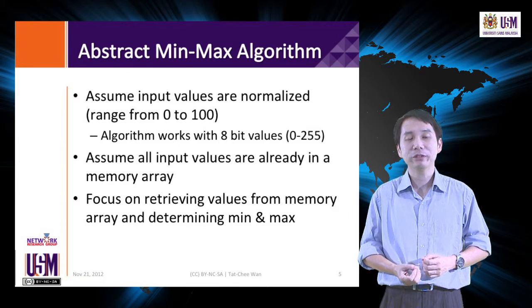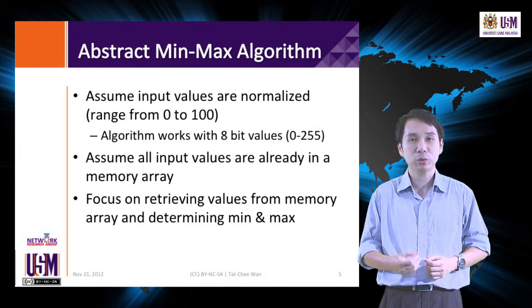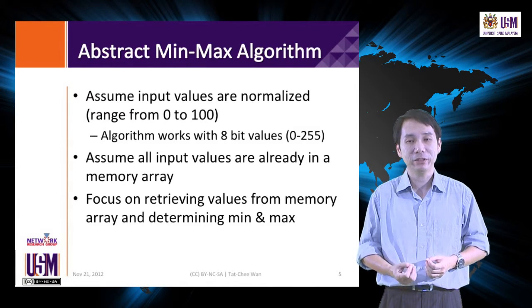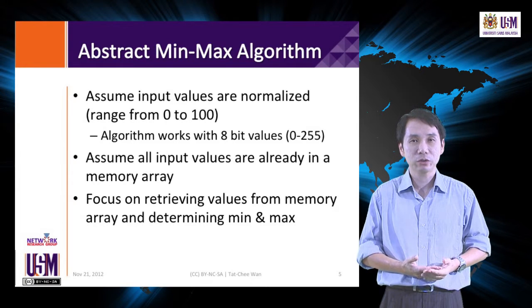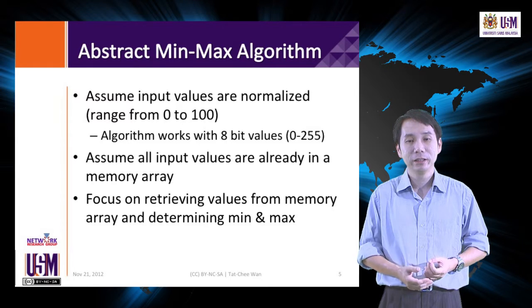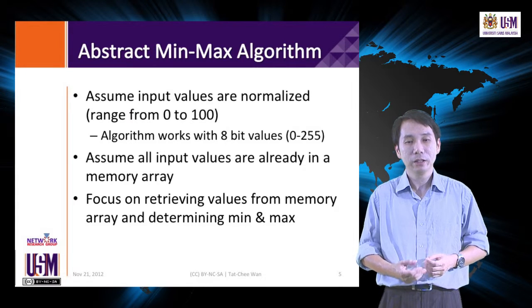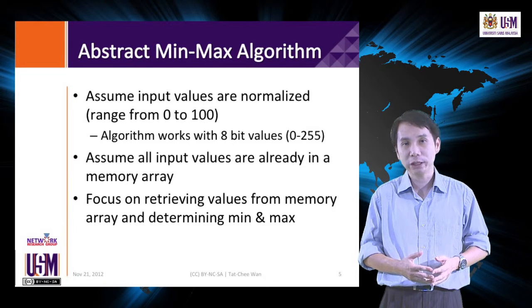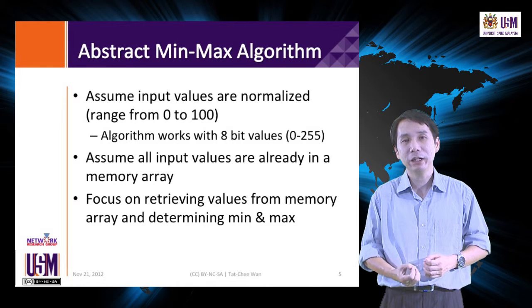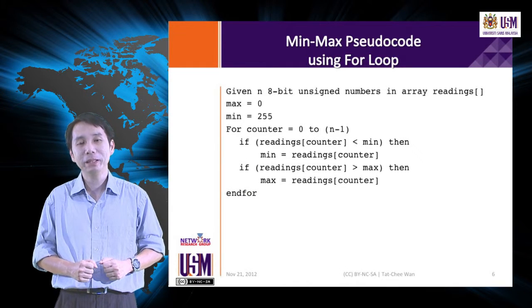We assume that the input values are normalized, meaning that they fall into a range of 0 to 100%. In this case, we can use an algorithm that works with 8-bit values, since 8 bits cover the range from 0 to 255 for unsigned numbers. Secondly, we assume that all input values are already in a memory array, and we only need to concentrate on the minimum and maximum determination process of the algorithm. Finally, we will focus on retrieving values from memory arrays and determining the minimum and maximum. So we will not concern ourselves at this point with how we can actually read the value from the light sensor. First, we look at the min-max pseudocode.